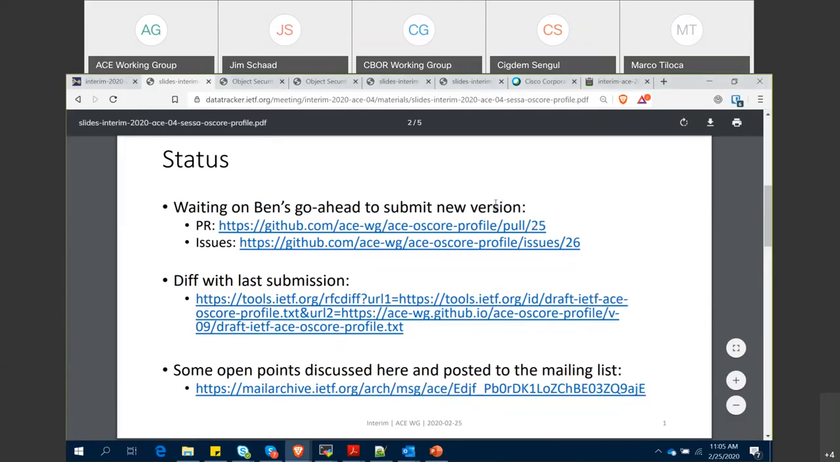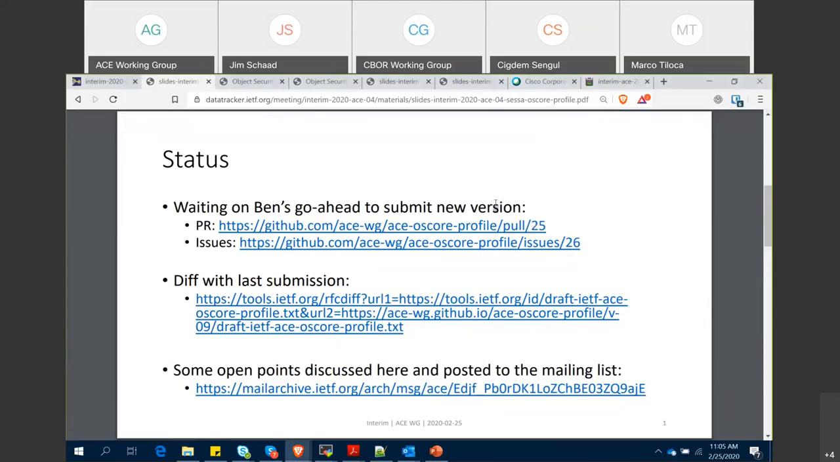And the issues are summarized in issue 26. So you can see 89 out of 105 comments are answered right now. If you do want to take a look at the draft right now, the diff with the latest submission is here. And there are some other open points that were discussed in the thread with Ben and that I would like to bring up here. So everything that is still open is in the next slides. Next.